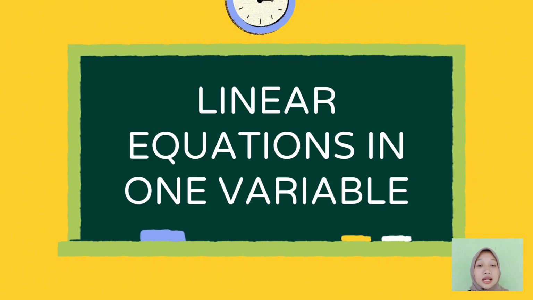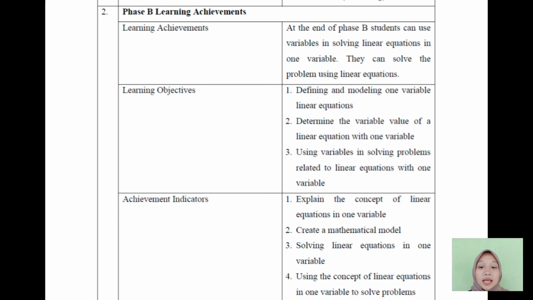Today we will study linear equation in one variable. Before entering the material, Miss will convey the learning achievement, learning objective, and achievement indicator in the one variable linear equation material. The learning achievement at the end of phase B: students can use variables in solving linear equations in one variable. They can solve problems using linear equations.